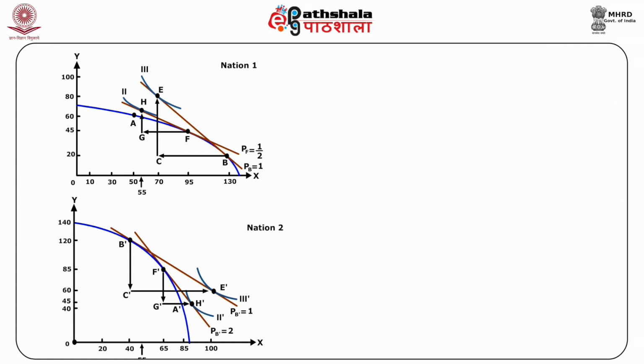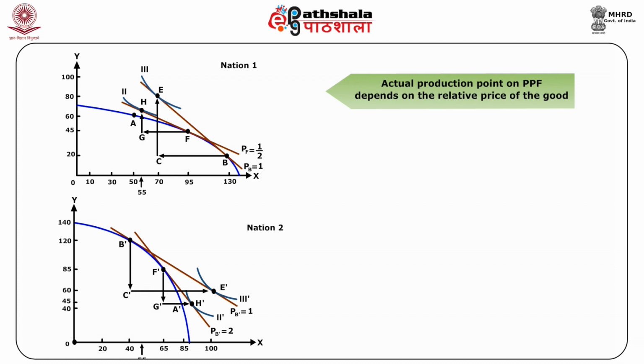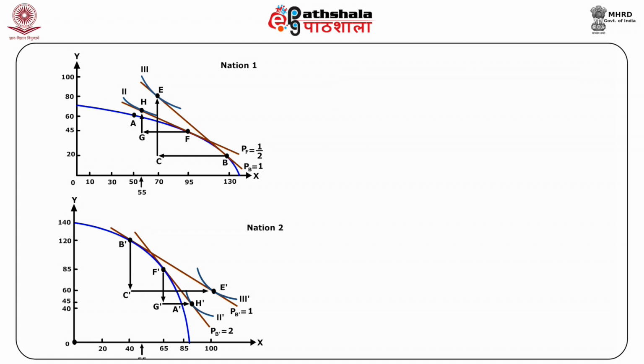In these two diagrams, the PPF of two countries are drawn. PPF is concave to origin, representing increasing opportunity cost. The actual production point on PPF depends on the relative price of the good, and the economy produces that combination of output which maximizes the value of production. The market value of the output is given by the ISO value line, which is the line along which output remains same. The slope of the line is the relative price. The production point is determined by the tangency of ISO value line on the PPF curve.